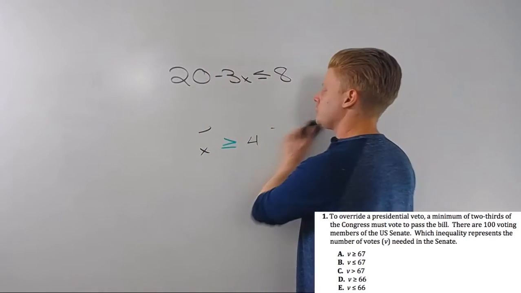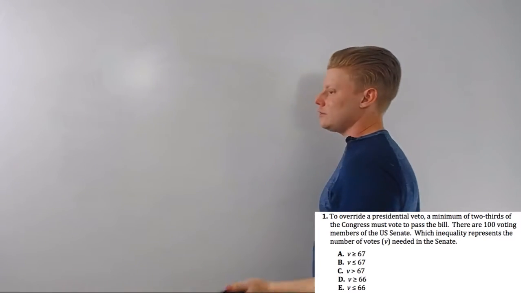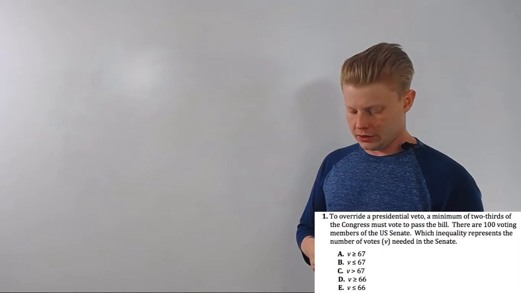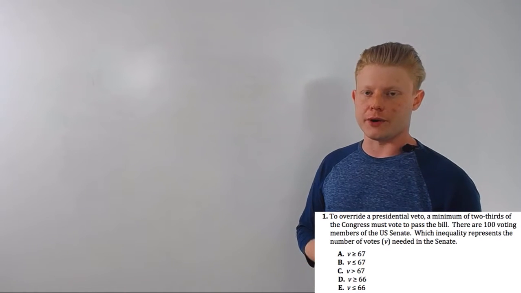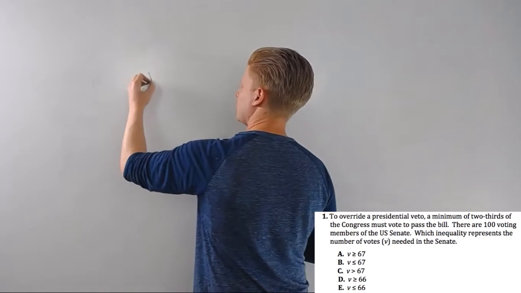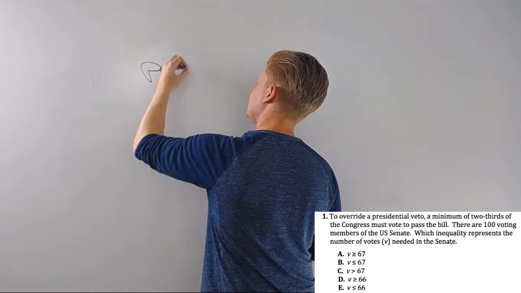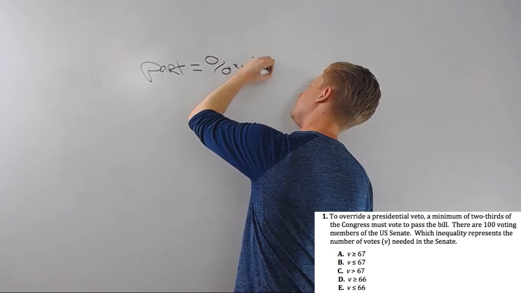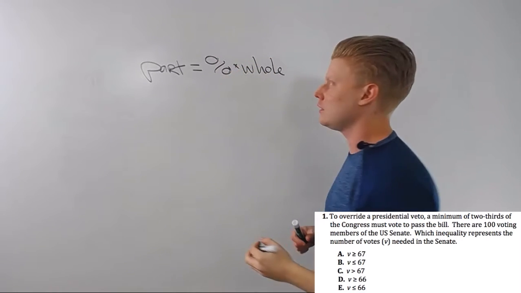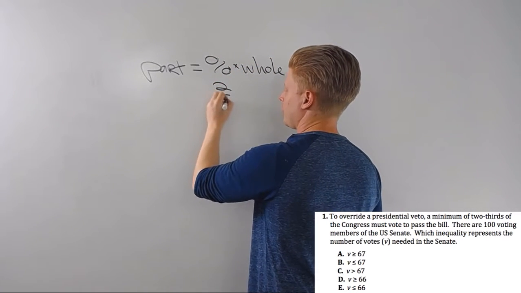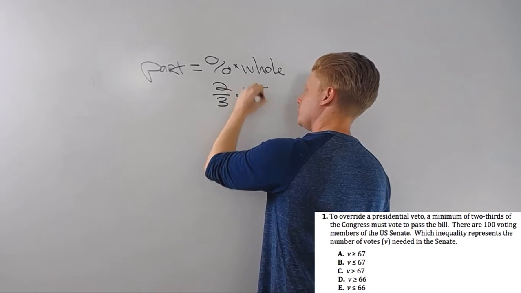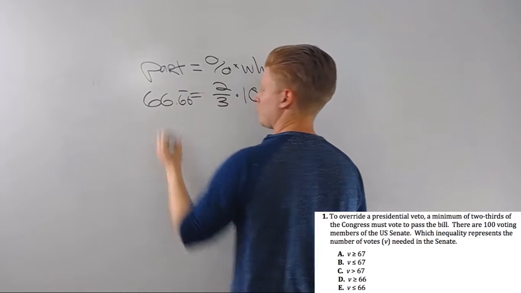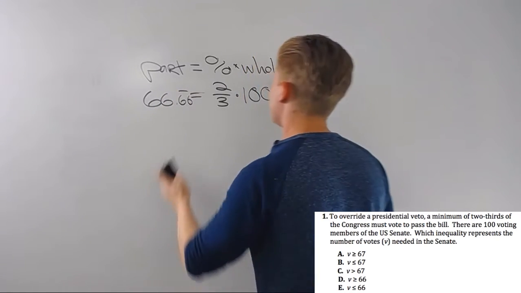So there's 100 senators, and they need at least, minimum, 2/3 of the vote. Okay. Well, we can find that with no special tricks. We'll use the percent formula, right? So check out that video too, or that series of videos. Part equals percent times whole. It's the easiest way to use it, I think. And our percent is actually going to be a fraction here, 2/3 times 100, and that's going to equal 66.66, and that's going to repeat forever and ever.